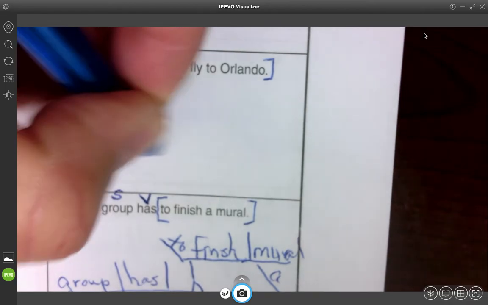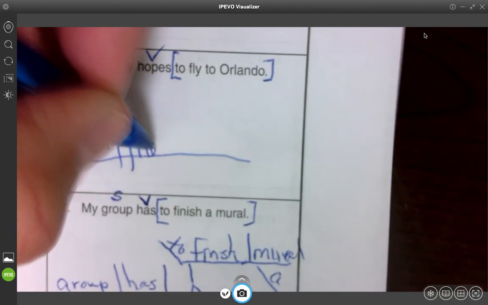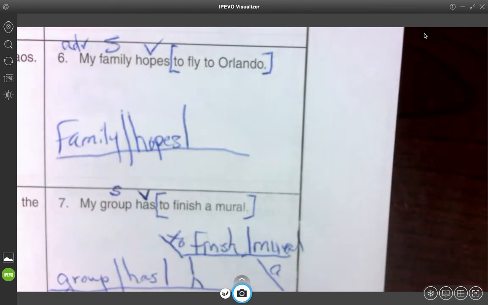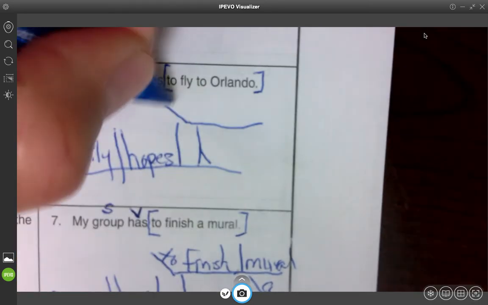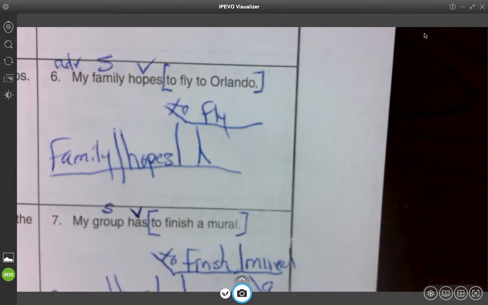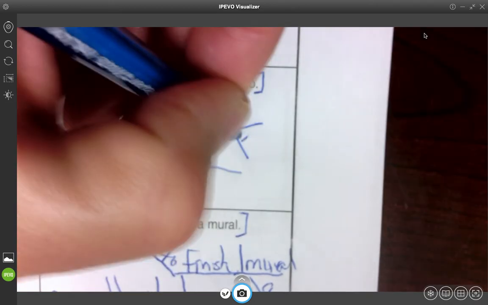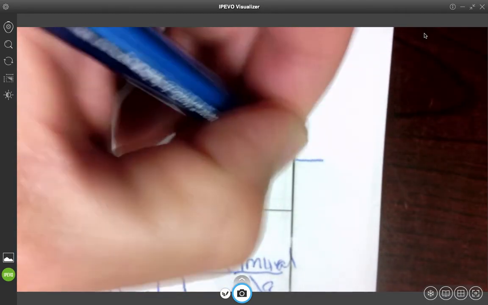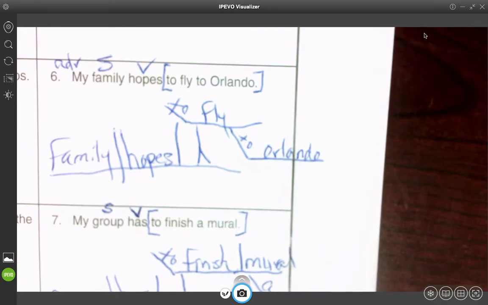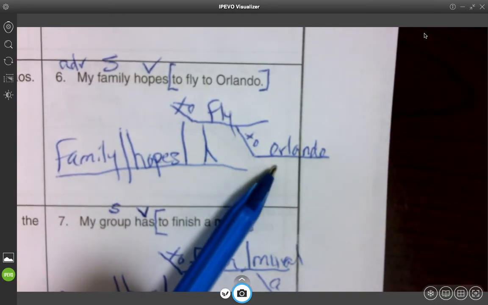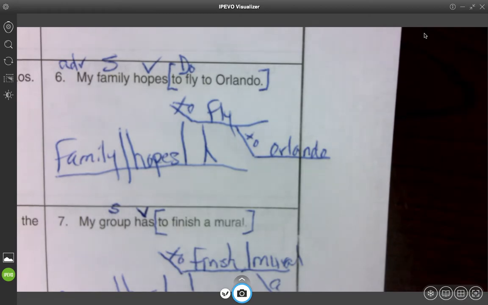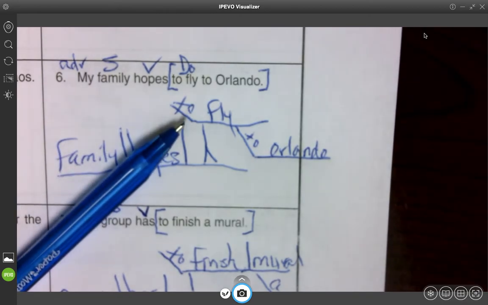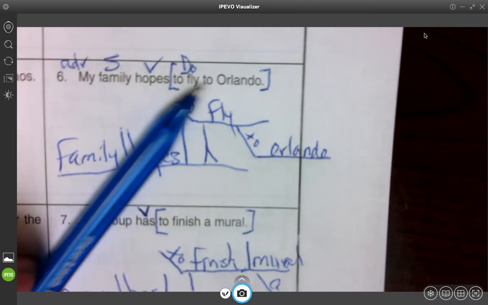Subject, family, verb, hopes, infinitive, to fly. To Orlando. Now, this is a prepositional phrase. This is my direct object infinitive phrase. Subject, verb, infinitive, direct object, and the prepositional phrase which describes to fly.